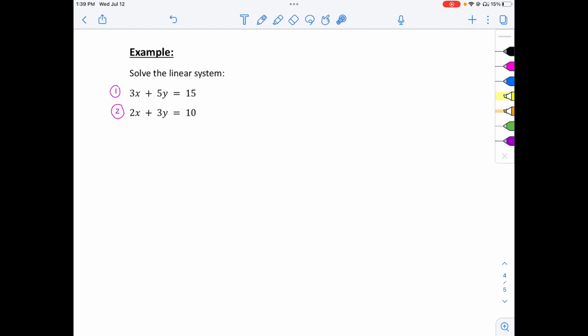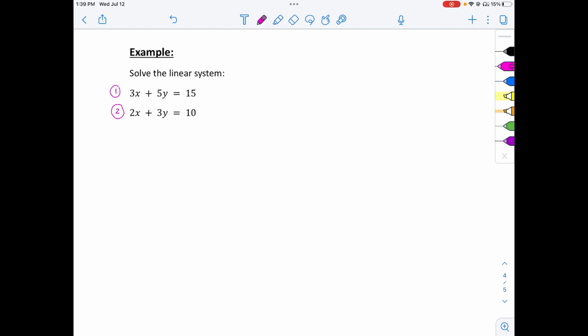So what I want to do is see, can I multiply equation 1 by some number, and equation 2 by some different number, to make it so that the number in front of both of my x's is the same. The easiest way to do that is by multiplying equation 1 by the number that's in front of x in your second equation, and multiplying equation 2 by the number that's in front of x in your first equation.